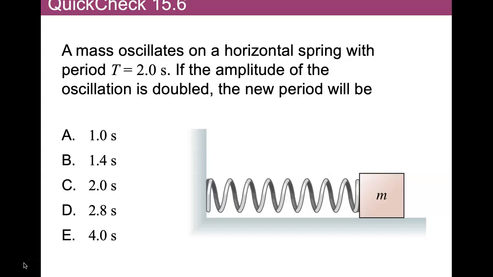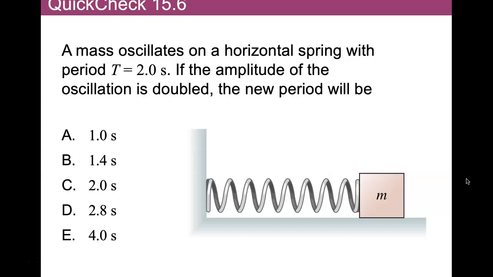So you have this mass oscillating on a horizontal spring. We know the period is given to us, the time for one full cycle. And if the amplitude of the oscillation is doubled, so how would we double that? Well, initially you pull the mass away from the equilibrium position by some length, and then it has zero velocity at that point, and we let it go. So how much you pull it away, that initial condition, for example, sets the amplitude. But the question is, if you double the amplitude, how does the new period change?